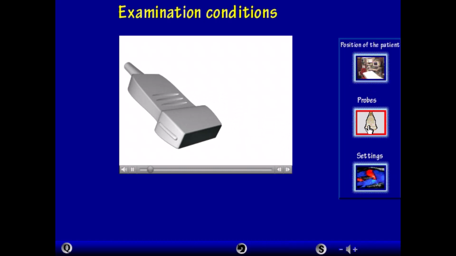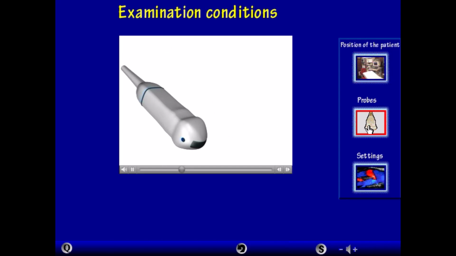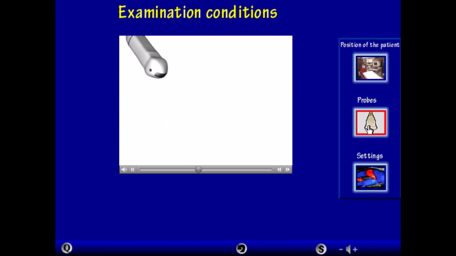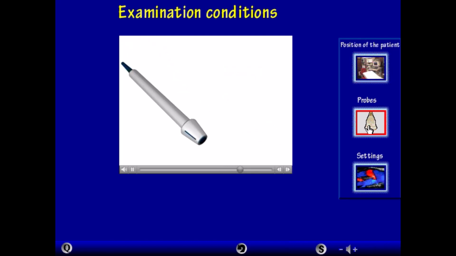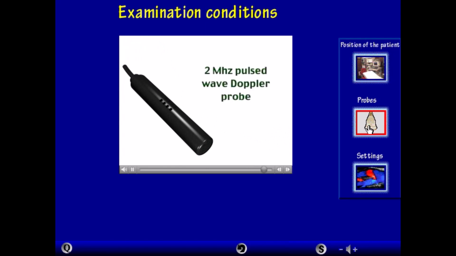Extracranial arteries examination requires a high transmission frequency probe between 4 to 12 megahertz. Here you can see a 4 to 7 megahertz linear probe. The approach of subclavian or vertebral arteries requires a small-shaped probe. Here, a 5 to 8 megahertz probe. The transcranial Doppler sonography and the aortic arch examination require a low transmission frequency probe. Here, a 2 to 3 megahertz phased array probe. Continuous wave Doppler requires a 4 to 5 megahertz pencil-shaped probe. And transcranial Doppler requires a 2 megahertz pulsed wave Doppler probe.